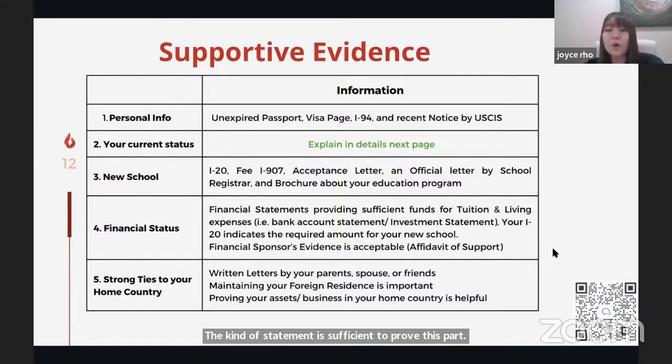Or if you're maintaining your foreign residence in your home country, that is very good evidence. Technically, if you have any official document, like a house or real property in your home country under your name, that is the best evidence to show your intent, because not many people will abandon real property by staying here and not going back to their home country, right? So if you have real property or some asset in your home country, provide that evidence. USCIS will believe that you have strong ties to your home country.